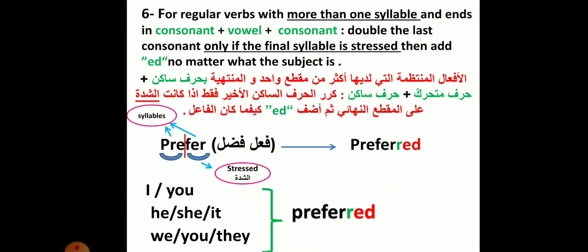And the last syllable is composed of consonant, which is F, vowel, which is E, and consonant, which is R. Fur. So in this case, we double the last consonant and we add ed. For example, prefer becomes preferred. No matter what the subject is, it could be I, you, he, she, it, we, you, or they. Okay?